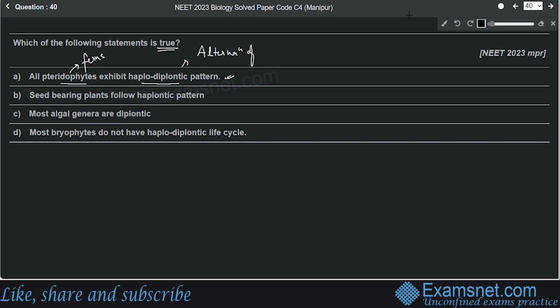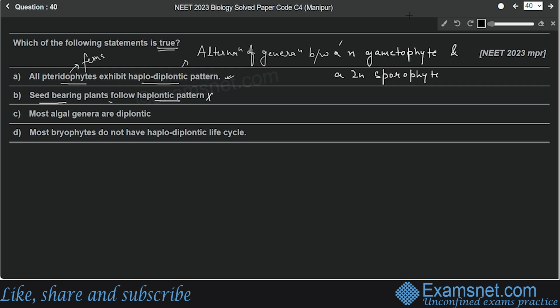Alternation of generation between a haploid gametophytic stage, okay, gametophyte, and a diploid, that is 2N sporophytic stage. Okay, and both the stages are free living and independent. Now let's come to the second statement. It says seed bearing plants follow haplontic pattern. So this is incorrect statement.